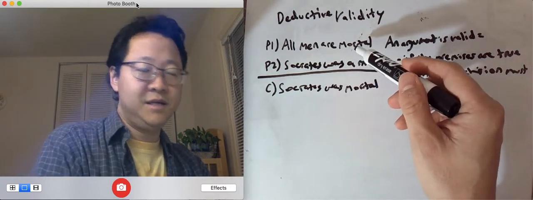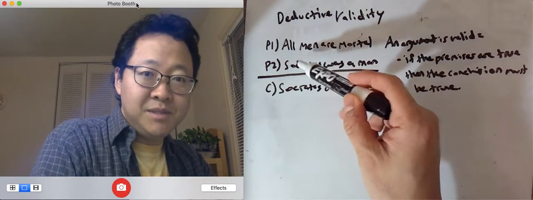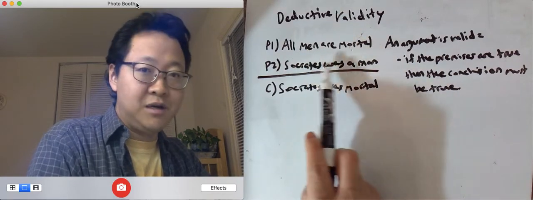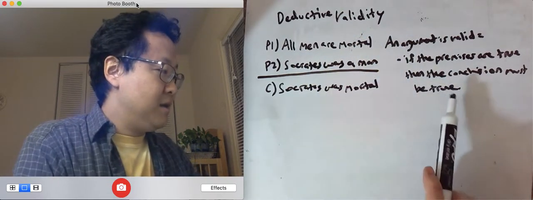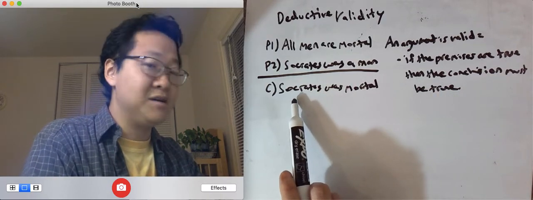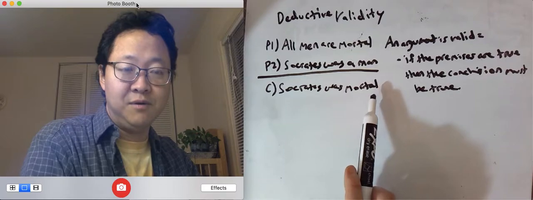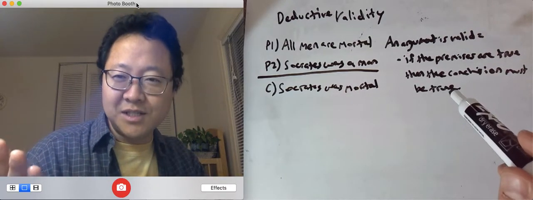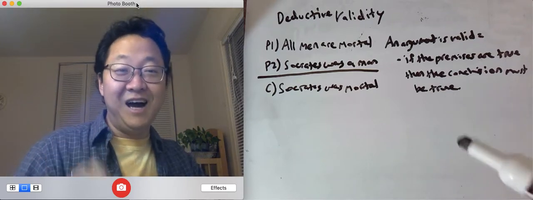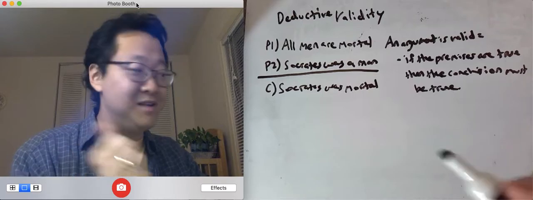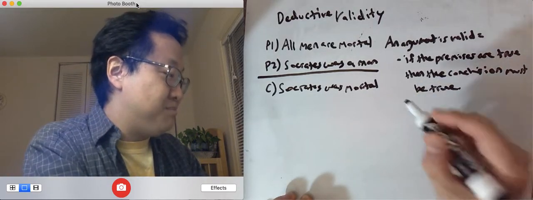So take a look at this. If these premises are true, if it's true that all men are mortal and Socrates was a man, then the conclusion must be true. It must follow that the conclusion is true. Socrates was mortal. So if you understood that and that made sense, then go with that. The book and I will give another definition of validity, and this one might be better for you.